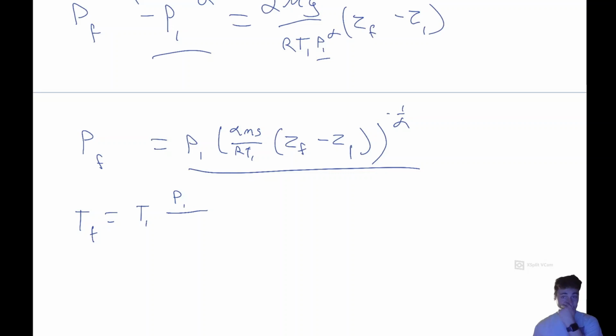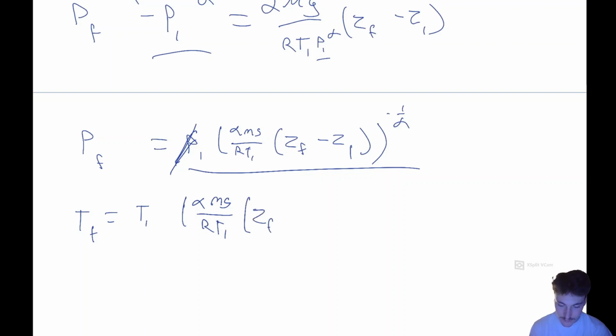And what we notice too is that the P's will also cancel out. What we're left with after that is this P1 on the top cancels with this P1 right here. So we just have T1 times the alpha mg rt1 times z final minus z1, and then this will be to the negative 1 over alpha.